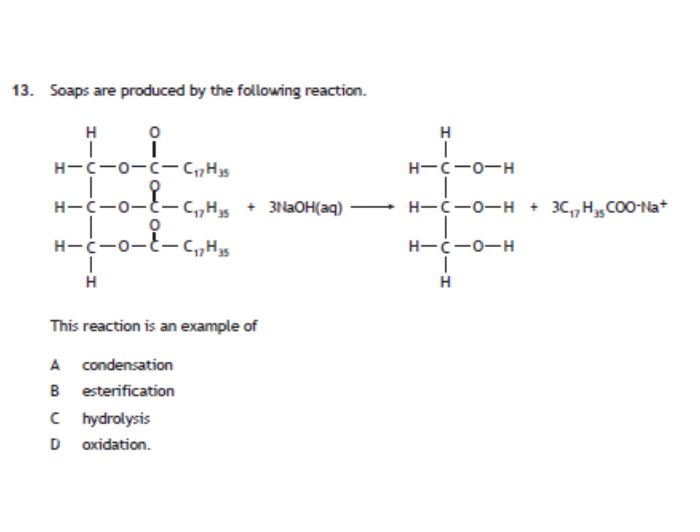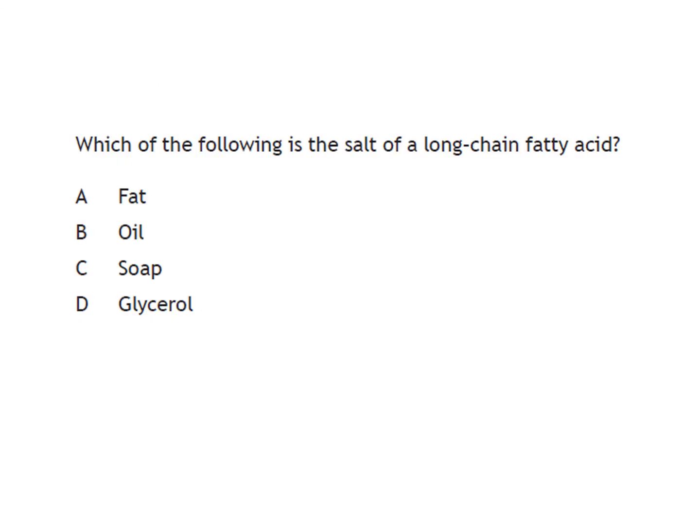Okay, as usual, pause this when you're ready, take a look at the answer. Okay, so we've got our soap node, we've got a fat molecule there, and that's reacting with 3 moles of sodium hydroxide. And this is an example of a hydrolysis reaction, specifically alkaline hydrolysis. So the answer is C. Next question.